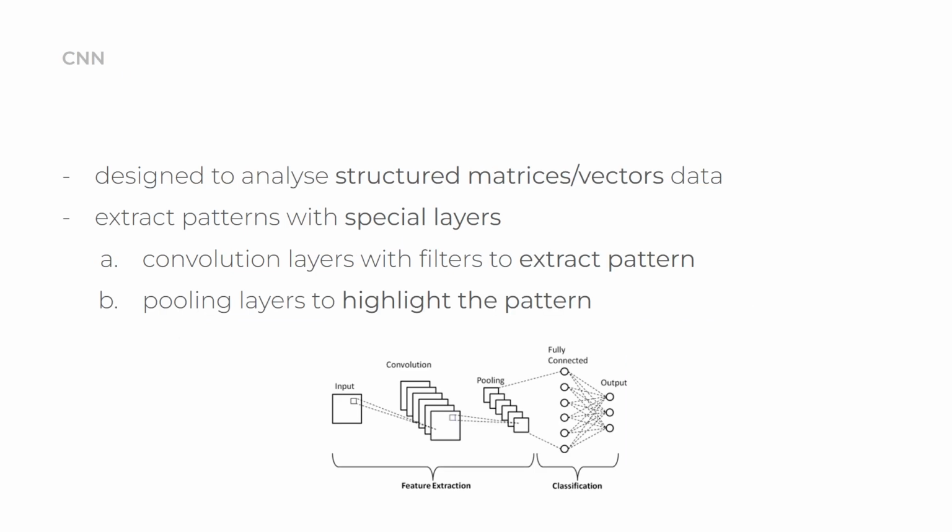A convolutional network is a deep neural network specifically designed to process and analyze structured data matrices. There are several main components in such a network. First, convolution layers, which use trained filters to perform a convolution and pattern extraction. Second, pooling layers for matrix reduction and highlighting of the most significant features. And third, fully connected layers for classification itself.